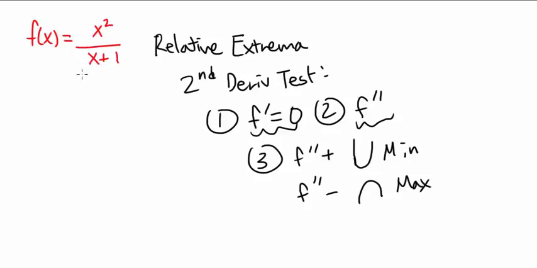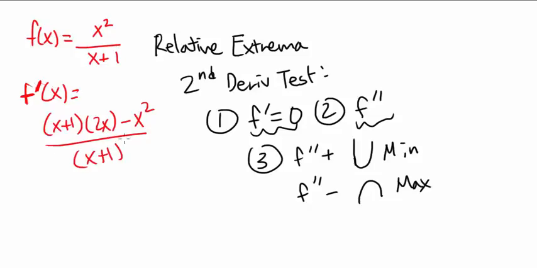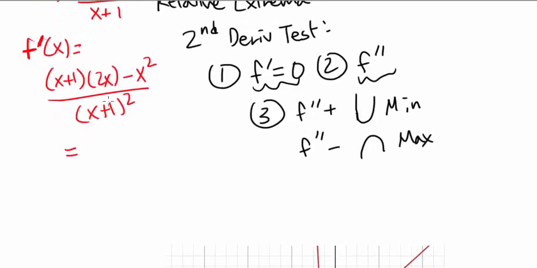So let's see how we can apply this. Let's start by finding f prime. F prime of x is going to be x plus 1 times 2x minus x squared, divided by x plus 1 squared, and that's going to get us 2x squared plus 2x minus x squared, that's x squared plus 2x, over x plus 1 squared.